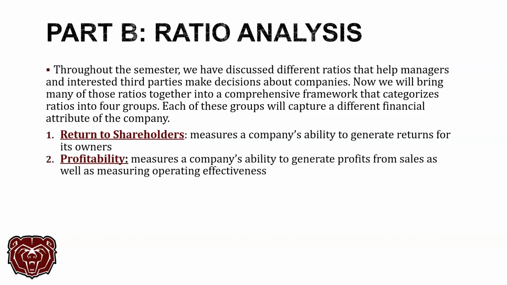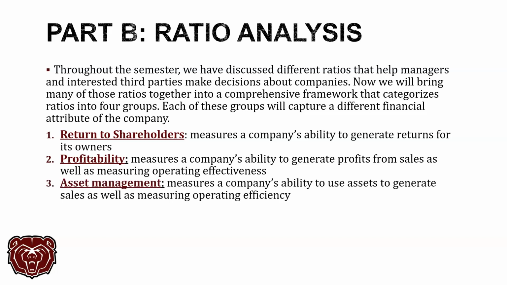The next one is profitability, and it measures the company's ability to generate profits from sales in particular, as well as measuring other operating effectiveness. So other aspects of operations, how effective are we at generating sales from assets? How effective are we generating sales from inventory? That kind of thing. The third one is asset management, and this lets us know how well we are able to use assets to generate sales. And we also look at measuring other types of operations as well.